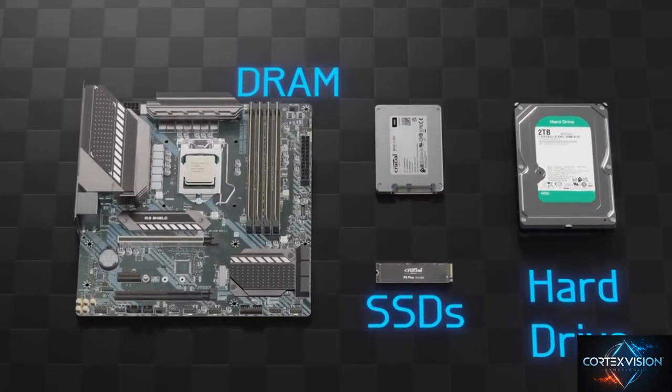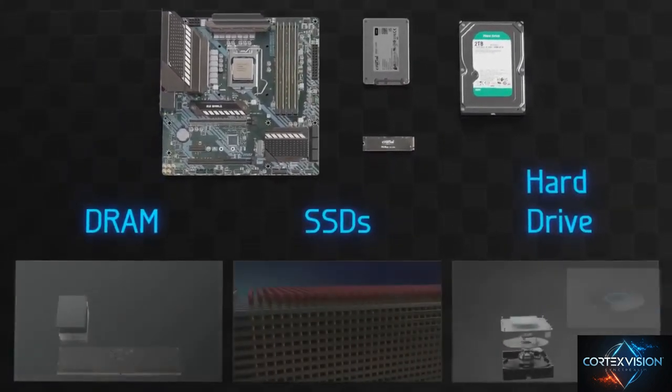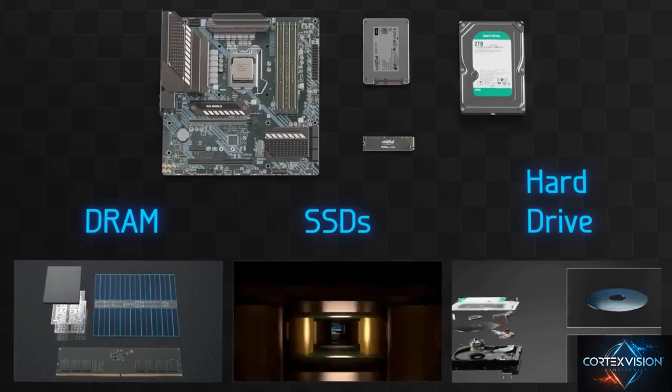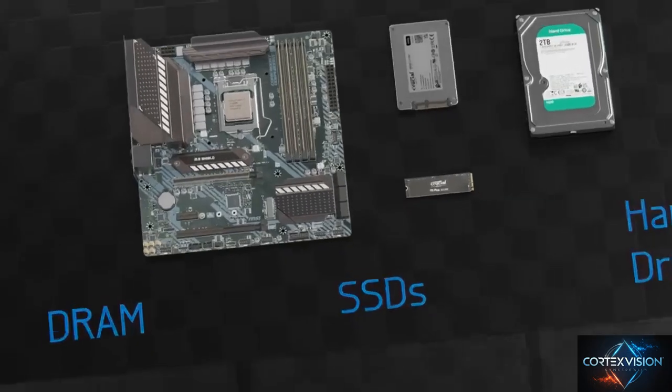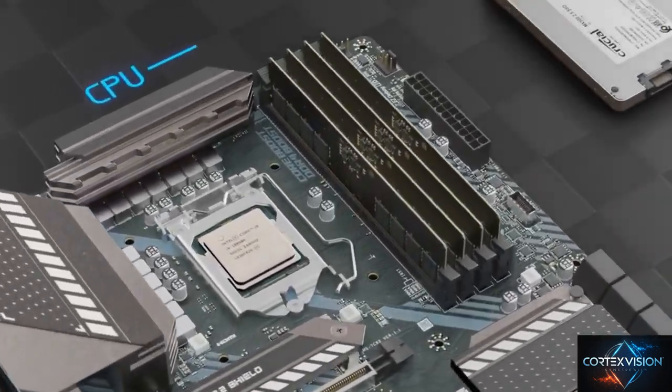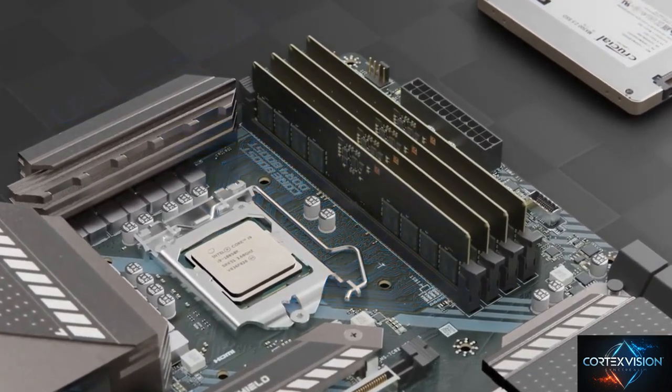Now, RAM, solid-state drives, and hard drives. We're not going to spend too long because we have an entire series of videos on solid-state drives, and then separate videos covering DRAM and hard drives. But quickly, the CPU communicates directly with the DRAM through memory channels running inside the motherboard.